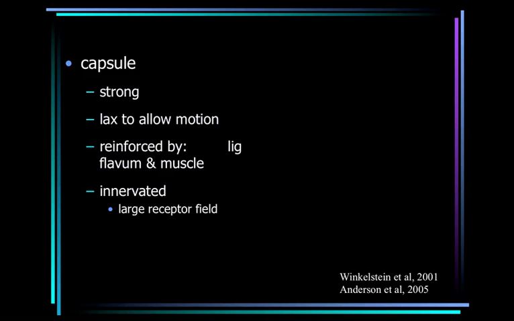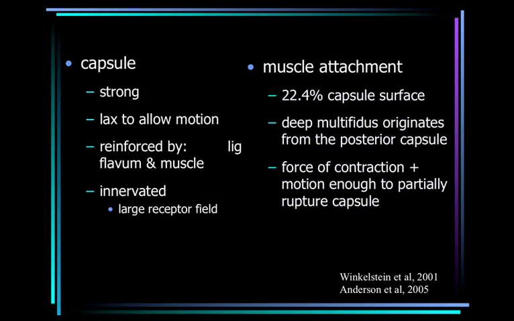So let's look at the capsule. The capsule is a strong structure, but it's lax to allow the motion that's required in the cervical spine. It's reinforced by both the ligamentum flavum as well as muscle posteriorly, and it definitely is innervated with a very large receptor field. There's muscle attachment into the posterior aspect of the capsule. 22.4% of the capsule surface has muscle insertion. The deep multifidus originates from the posterior aspect of the capsule.